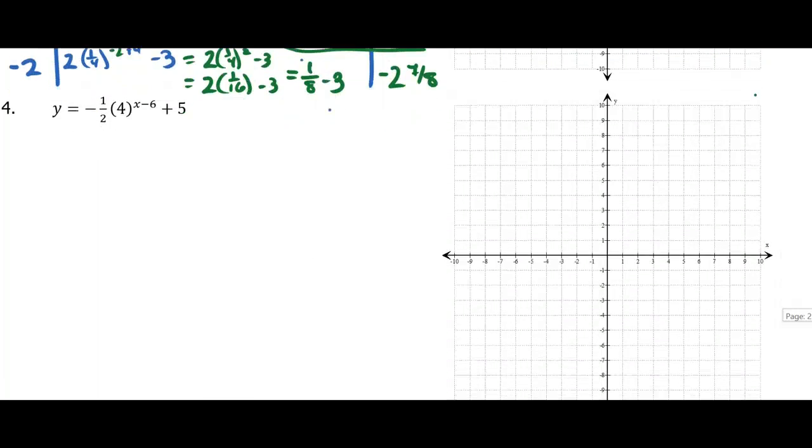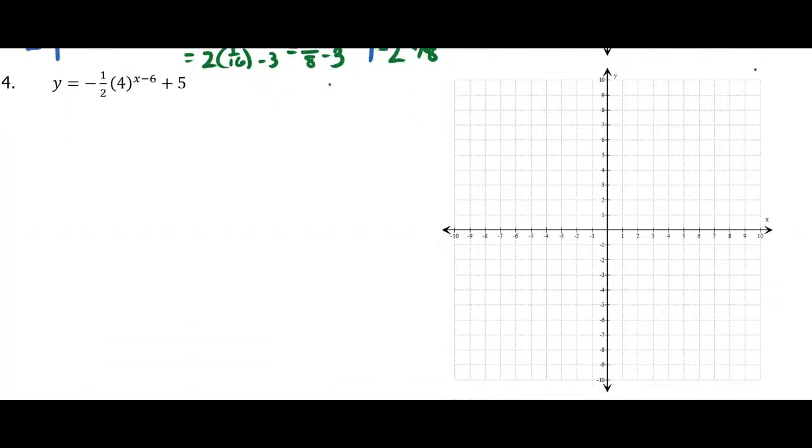Okay, lastly, for number 4, what I'd like you to do is go ahead and pause the video, and I just want you to draw your horizontal asymptote for this one, and then set up your t-chart, and then once you're done doing those 2 things, go ahead and click play just to check how you're doing so far. So again, just draw your horizontal asymptote and set up your t-chart for me.